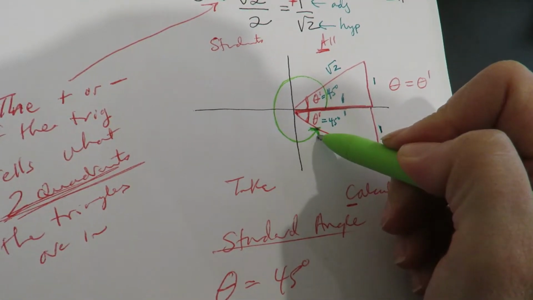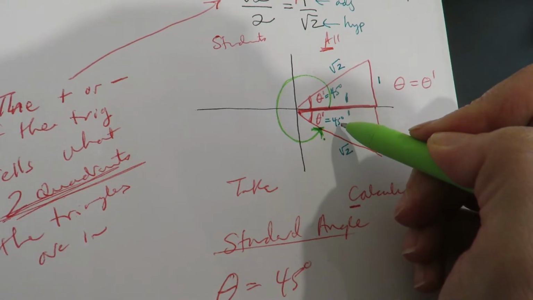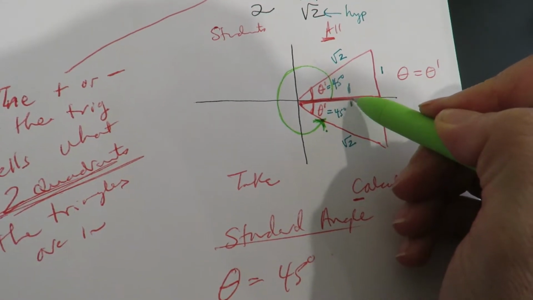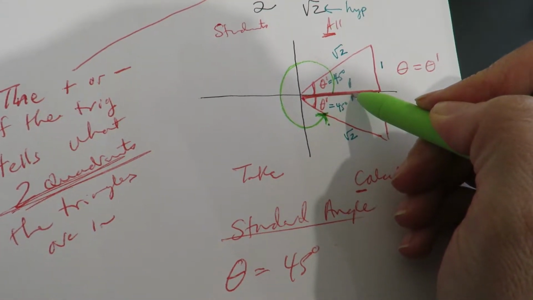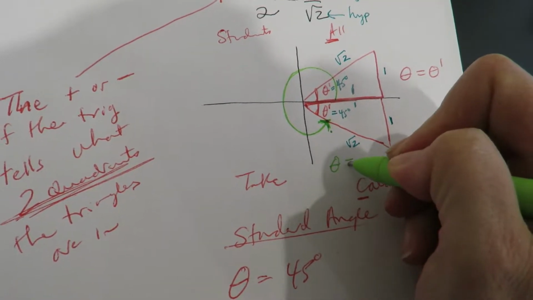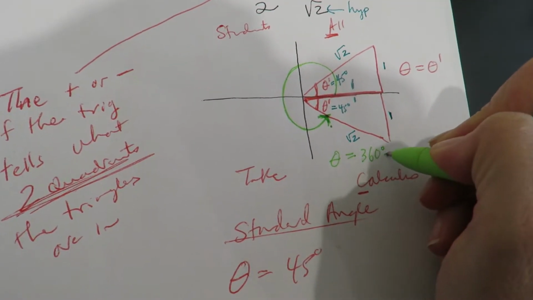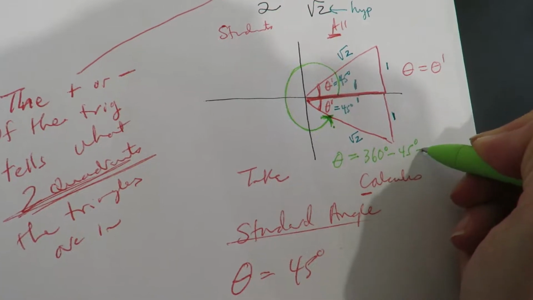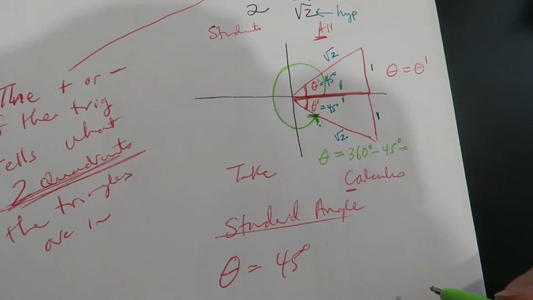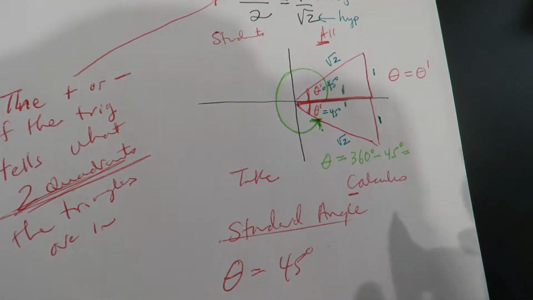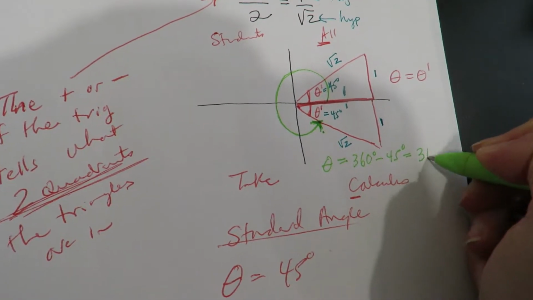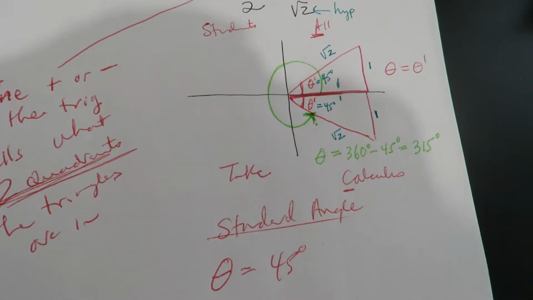So how do you think you're going to figure that out? If you're 45 degrees short of making it to 360, then that must mean that the original angle is 45 less than 360 degrees, right? Which makes this an angle of 315 degrees.